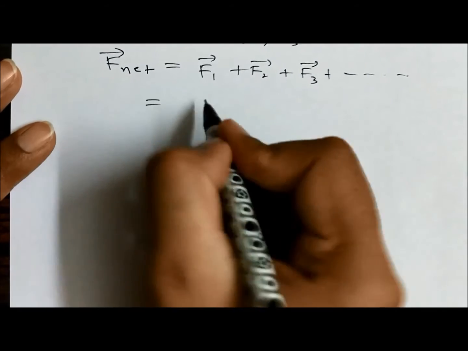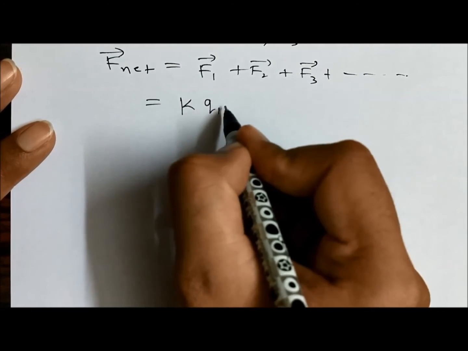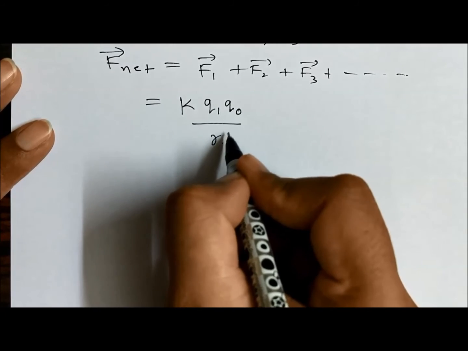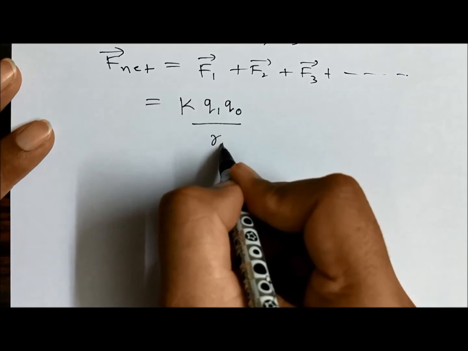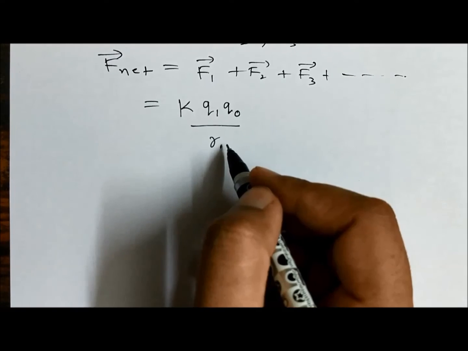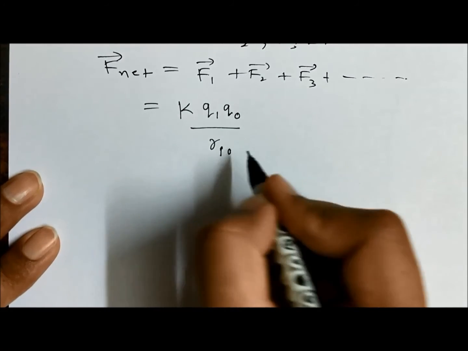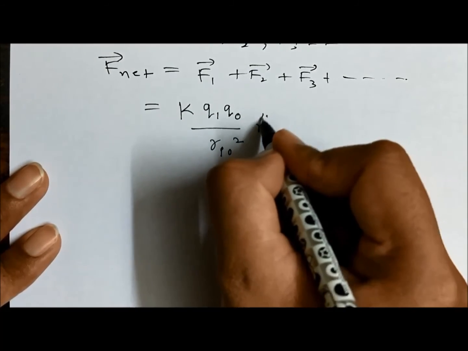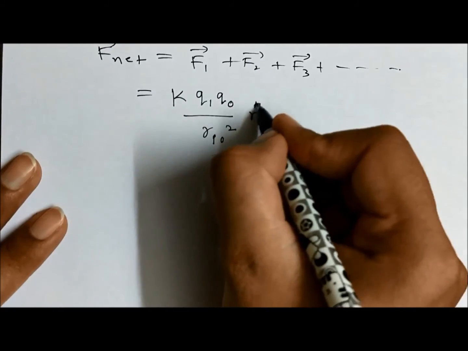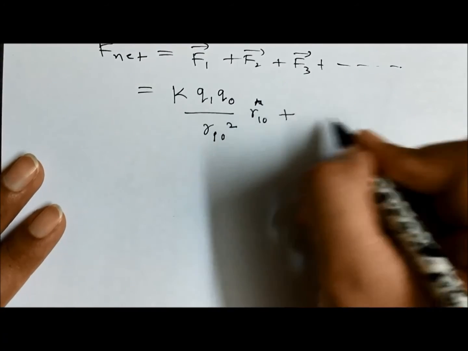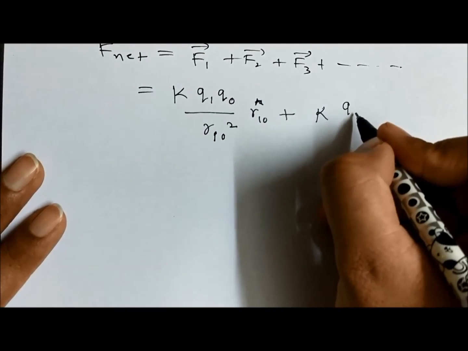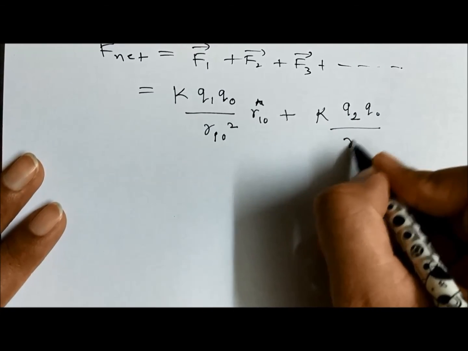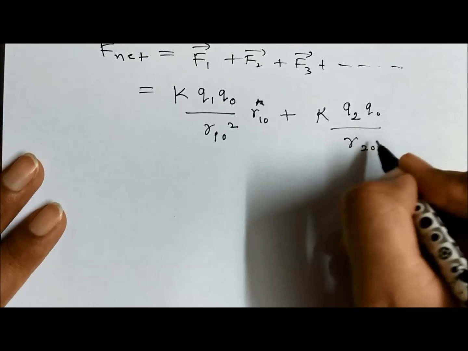Or we can also write K Q1 Q0 upon R10 square R10 cap plus K Q2 Q0 upon R20 square R20 cap.